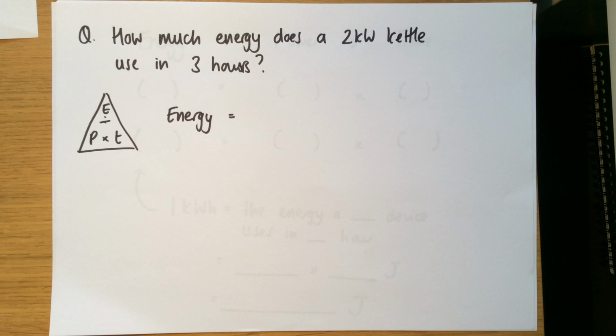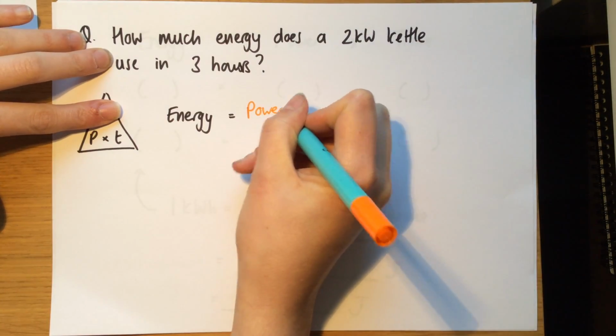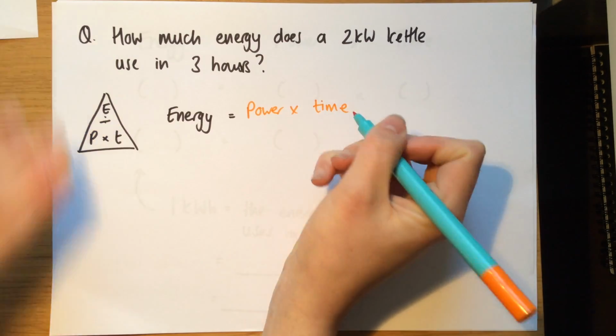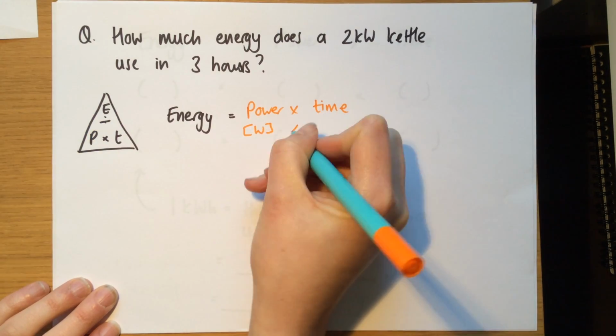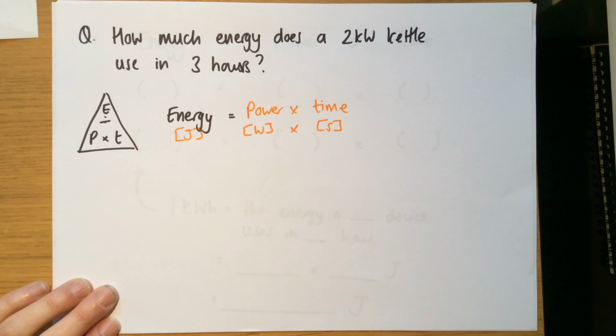Now remember before we said that to find out what the equation is, to rearrange it from a triangle, we cover what we want to know. Now we want to know what energy is. So energy equals power times time. And I said before that the power has to be in watts and that the time has to be in seconds to give us an answer of energy in joules. Okay, now that involves a lot of conversion here.